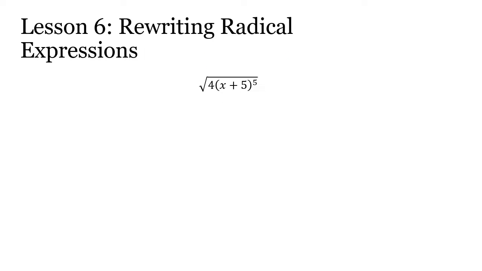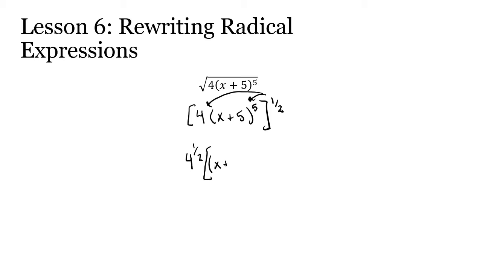Okay, lesson 6, rewriting radical expressions. So first we need to rewrite this as a fractional exponent, in the following way, to the 1/2. Then I'm going to factor that to both terms. Distribute it. You get 4 to the 1/2 times x plus 5 to the 5th power, all that to the 1/2. 4 to the 1/2 is going to be 2, but 5 times 1/2 does not work. This right here is not going to give me a whole number.